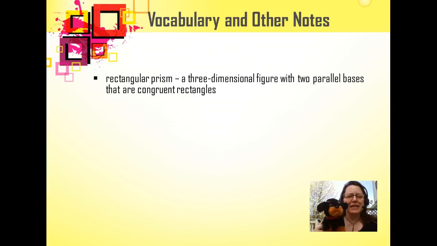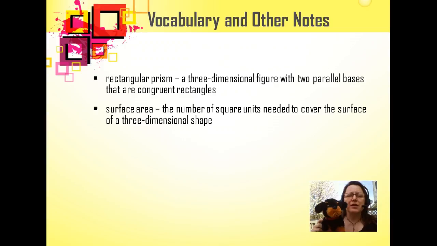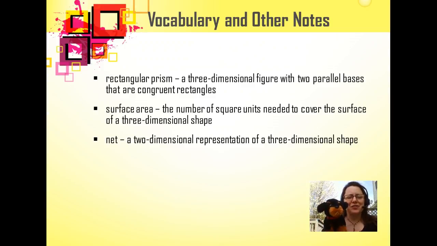The first word is rectangular prism. This is a three-dimensional figure with two parallel bases that are congruent rectangles. Surface area is the number of square units needed to cover the surface of a three-dimensional shape. To find the surface area, it's often handy to use a net. A net is a two-dimensional representation of a three-dimensional shape.